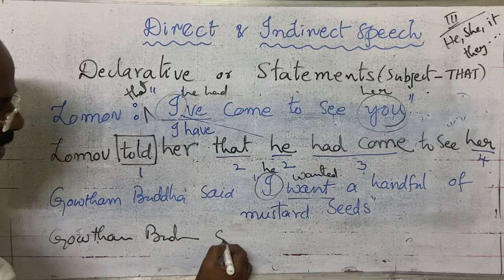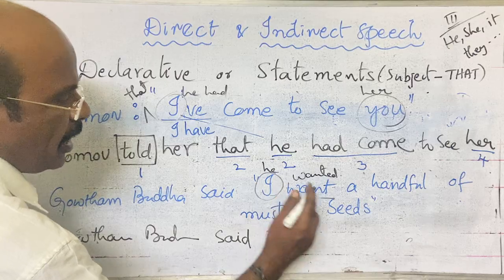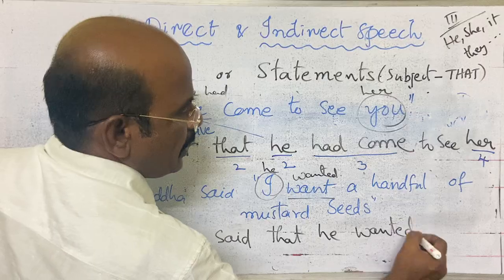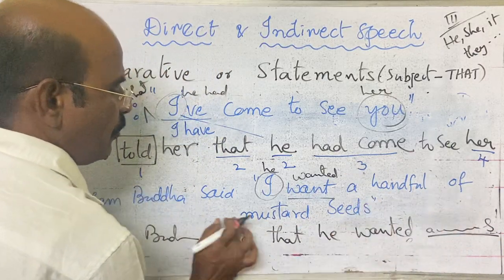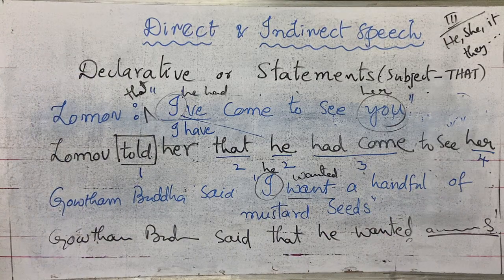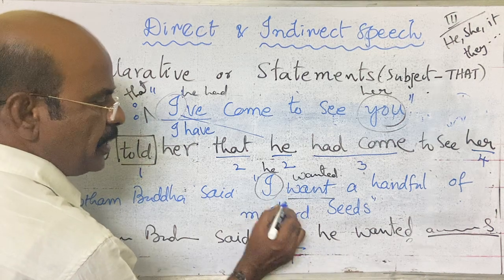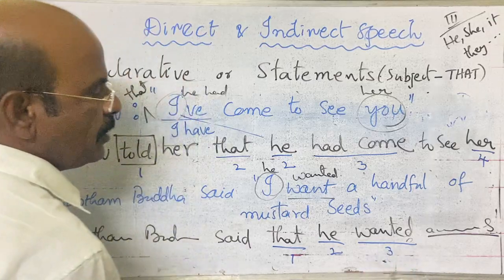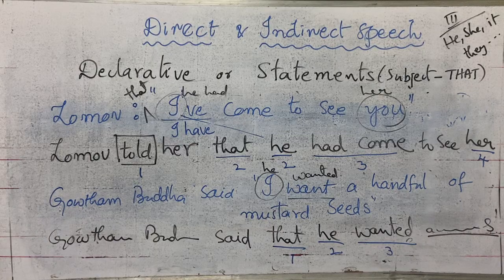So Gautam Buddha said, here the conjunction that. I becomes he, want becomes wanted. A handful of mustard seeds is not changing, it stays the same. What did we change here? One is the conjunction, the other is I converting into he, and want converted into wanted. So like this we change here. So these are the statements. Now we want to verify two more.